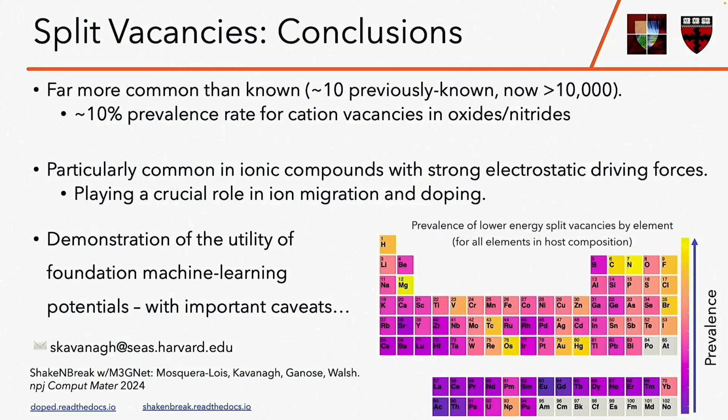So some key takeaways here are that there are in fact many, many more split vacancies than were previously realized in inorganic crystalline solids, and that they are a much more common motif for vacancies in solids than previously realized. I think this is a nice early demonstration of some of the potential utility of foundation machine learning potentials in this space of defects, but they should be taken with some important caveats, namely that the only reason they work so well in this case is that our underlying energetics are so simple, just electrostatics and strain, but coming with this enormous configurational search space.